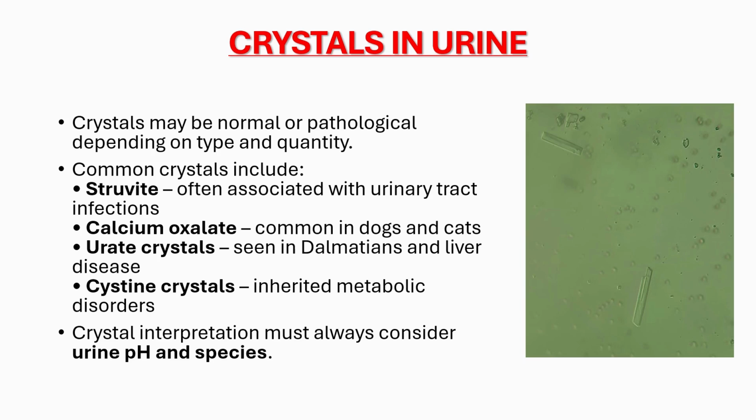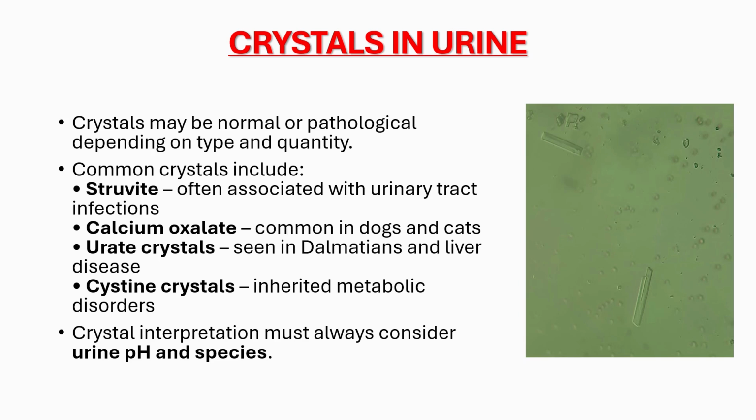Common crystals include struvite, which is often associated with urinary tract infections. Calcium oxalate, frequently seen in dogs and cats. Urate crystals, commonly found in Dalmatians and in cases of liver disease. Cystine crystals, which are linked to inherited metabolic disorders.